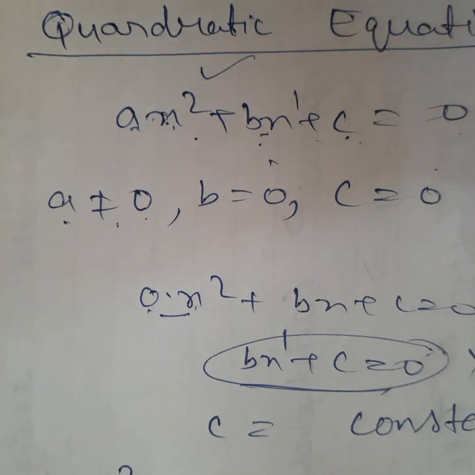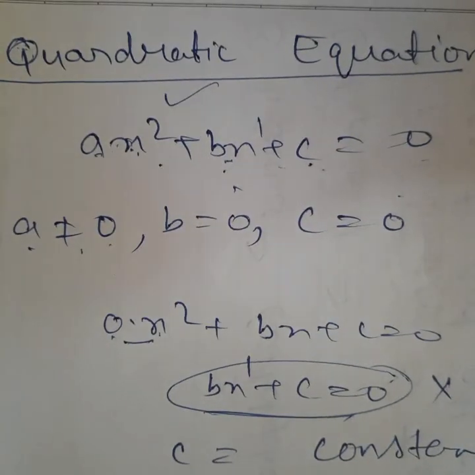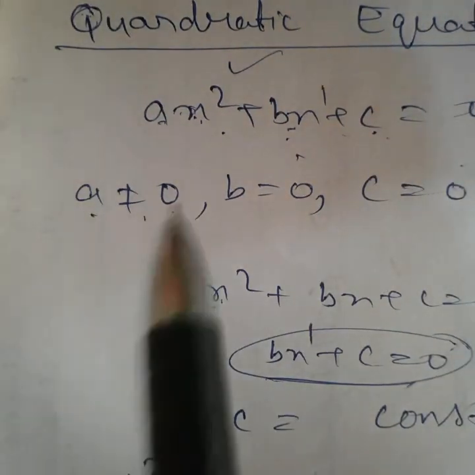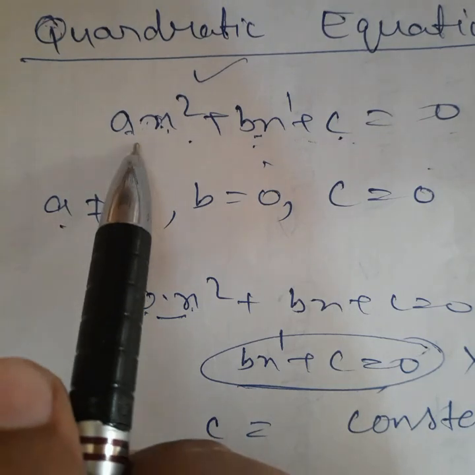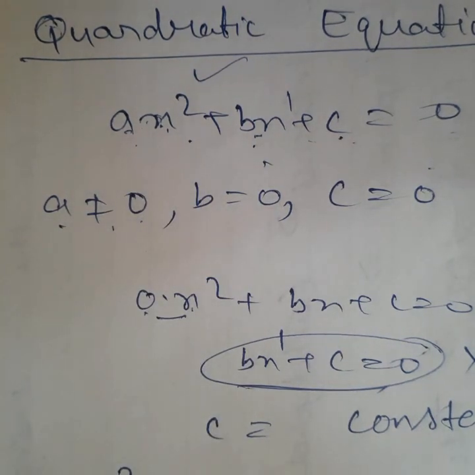Hello everyone, today in this video we will discuss the next chapter of your maths, which is quadratic equation in one variable. Any equation which can be written in the form ax square plus bx plus c is equal to 0 is known as a quadratic equation.